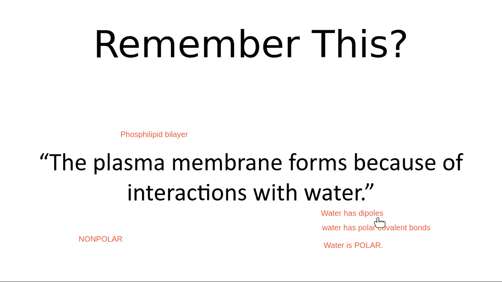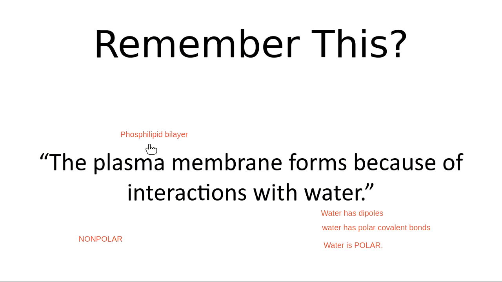Okay, so let's go back to our statement here. The plasma membrane, or the phospholipid bilayer, forms because of interactions with water. So there's something about water, the fact that water has dipoles, and that it has polar covalent bonds, and that it's polar. All of these characteristics are going to drive us to form this thing called the phospholipid bilayer.